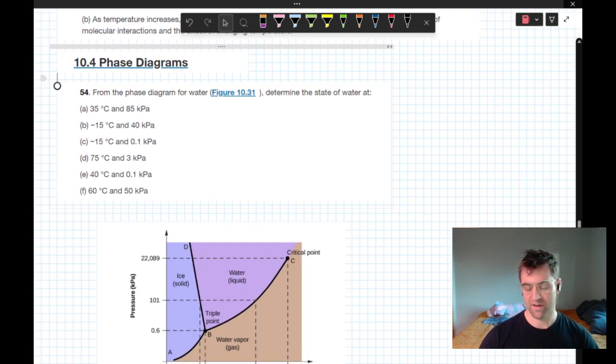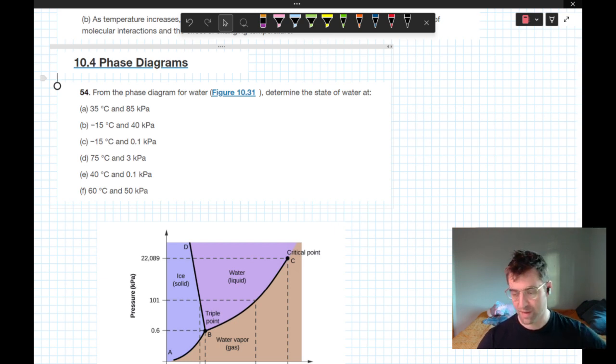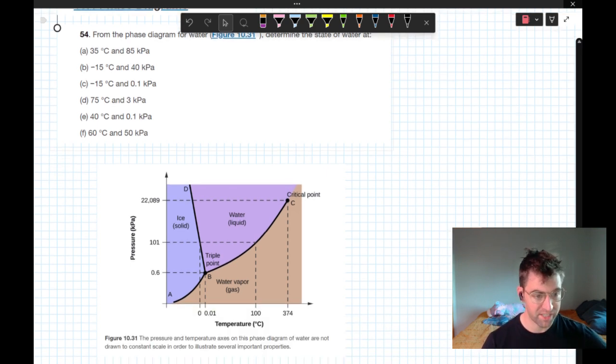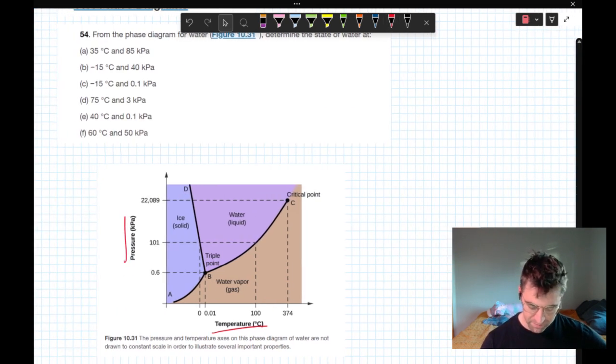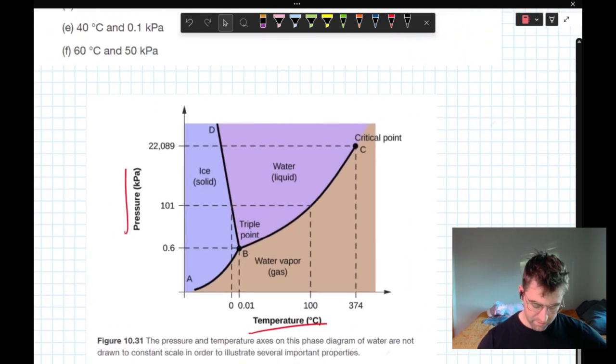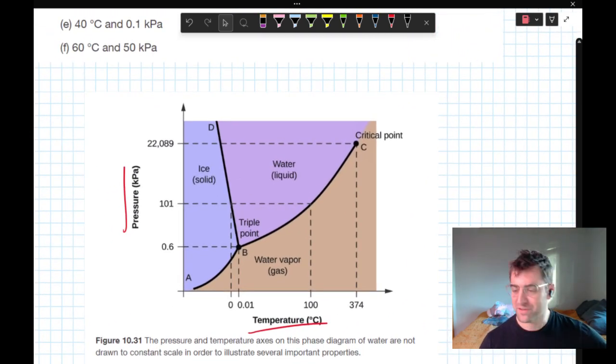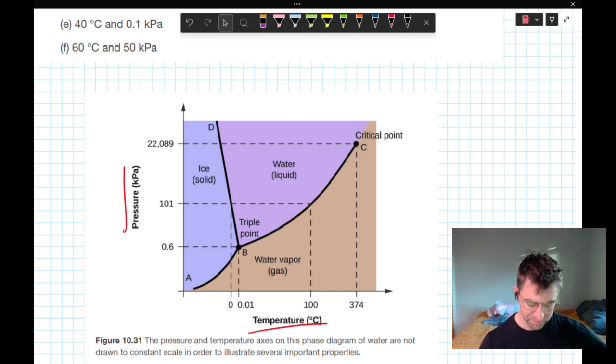So now we're getting into phase diagrams. From the phase diagram for water, which I've copied and pasted below, determine the state of water at 35 degrees Celsius and 85 kilopascals. We've got temperature on our x-axis, pressure on our y-axis. We have this black line, which diverges for this particular substance. And you'll note that this is not drawn to scale, so this is kind of wobbly. We're going to make some informed guesses.